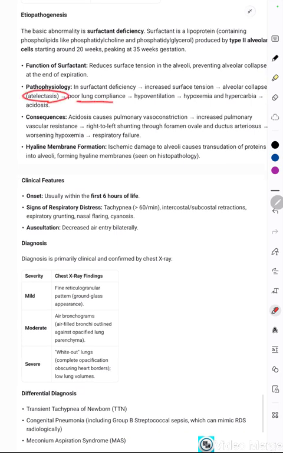Poor lung compliance is seen that will lead to hypoventilation and hypoxia. The consequences of this hypoxia will lead to acidosis, pulmonary vasoconstriction, increased pulmonary vascular resistance, and even more hypoxia. So that forms a vicious cycle. In hyaline membrane deposition, the ischemic change to the alveoli will lead to transudation of the proteins, and these proteins will form hyaline membranes.